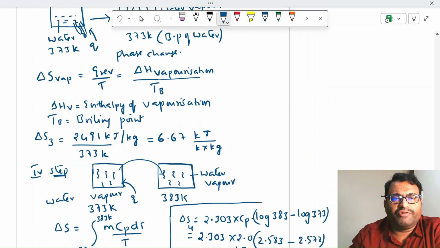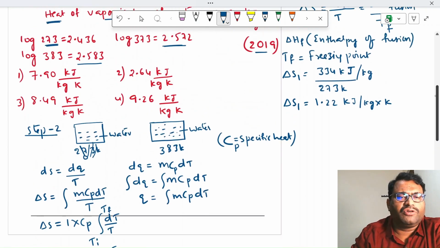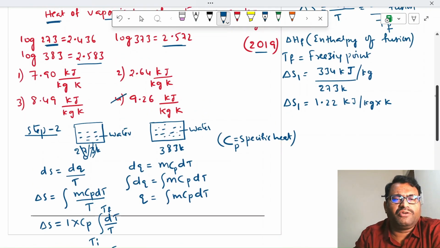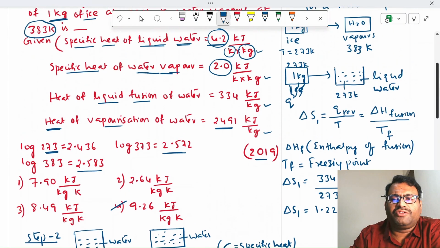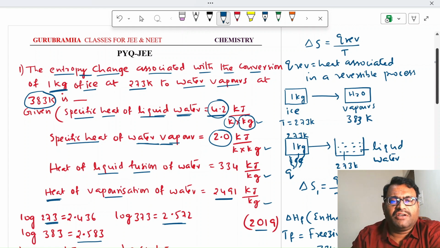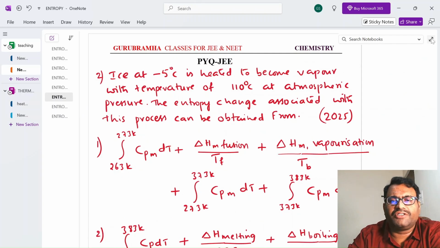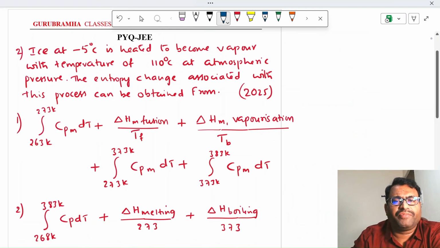So we are given 4 options. We have the 4th option, 9.26 kilojoule per Kelvin per kg. So this is how we need to solve such questions. Based on this concept, one more question was given in a very recent examination, in 2025. Let us see that question.